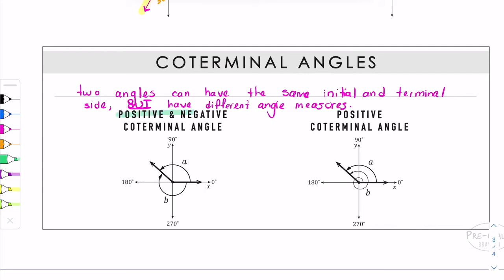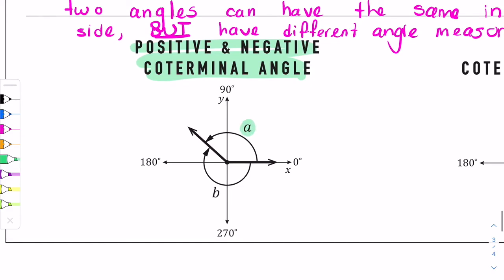The first example is an example of a positive and negative coterminal angle. So here we see angle A and we see angle B. For example, angle A could be 150 degrees, that's a positive number, and the opposite angle, or the negative angle, could be negative 210 degrees. Both of these angles, 150 and negative 210, have the same initial and terminal side. So the way to find that algebraically, if you want to, is to subtract 360 from 150.